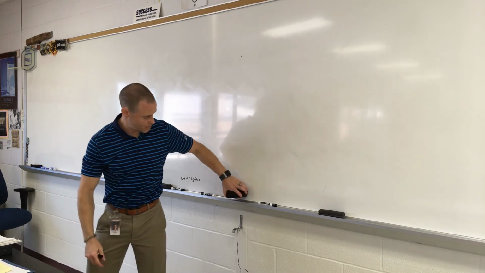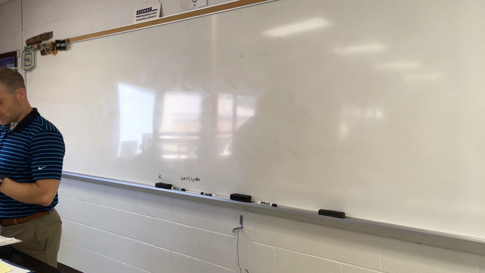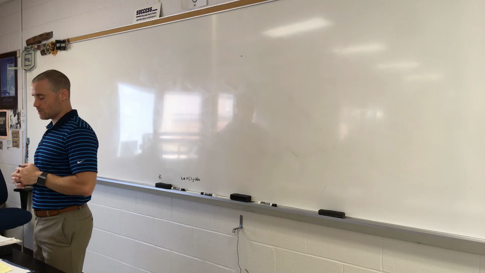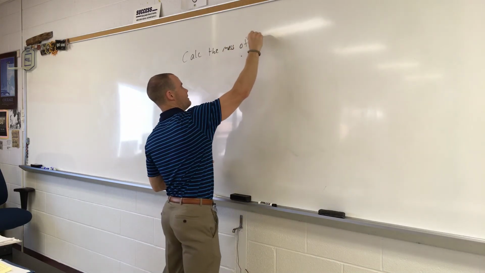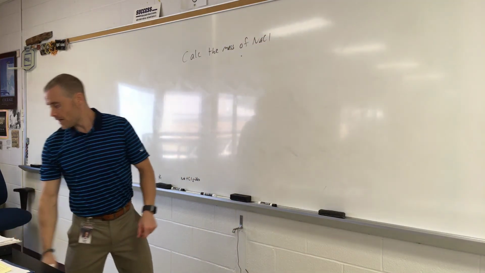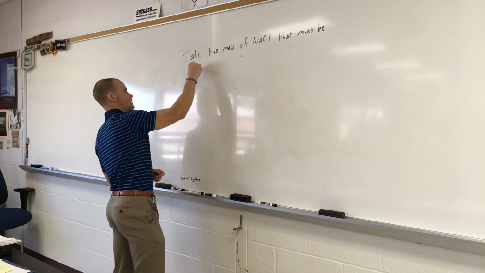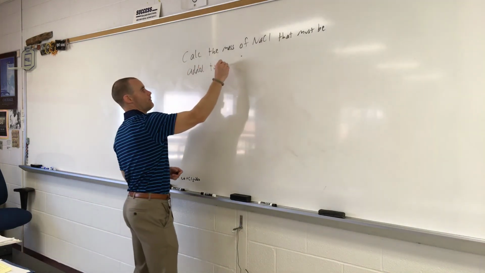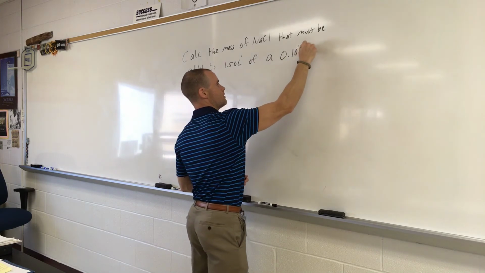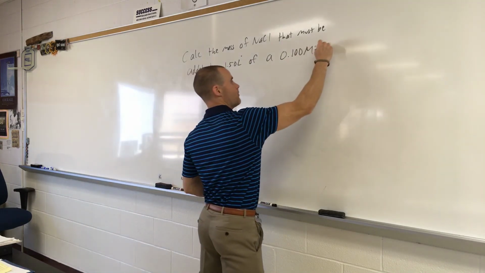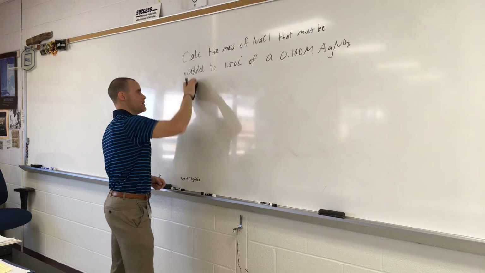I'm going to give you a precipitation problem, which is kind of like a limiting reactant problem, but just in solutions. Here we go. Write this question down. Calculate the mass of solid sodium chloride, NaCl, that must be added to 1.50 liters of a 0.100 molar solution of AgNO3 to precipitate all the Ag+ ions.